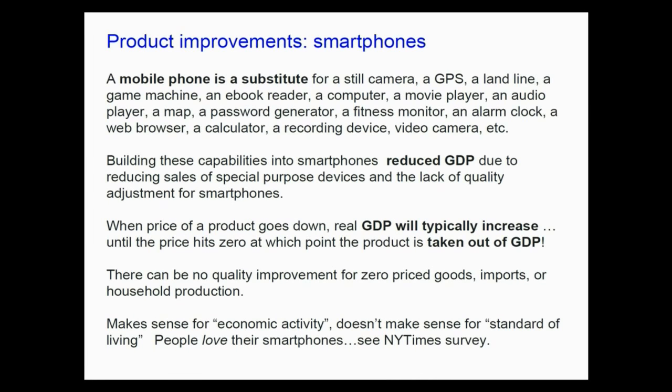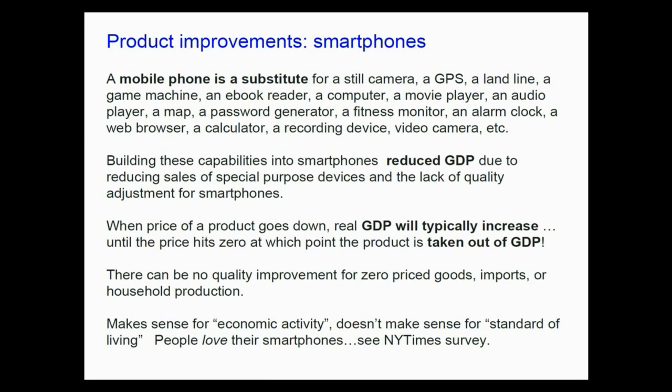And I think Eric might have mentioned this list as well. If you think about a mobile phone, it's a substitute for a camera, a GPS, a landline, a game machine, an e-book reader, a computer. You go on and on and on. And think about it. All of the demand for those substitute products has been dramatically reduced, suggesting that the smartphone's impact on GDP to a large extent was reducing GDP because you were producing less of all those products and you weren't really accounting for it in any way when they were incorporated into this mega product, the smartphone.